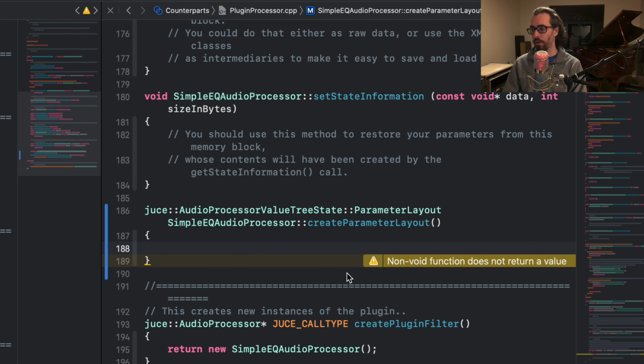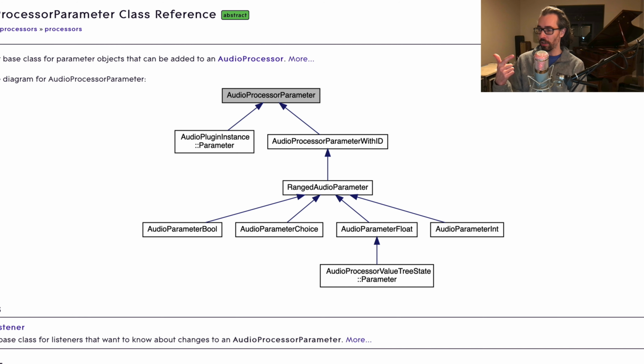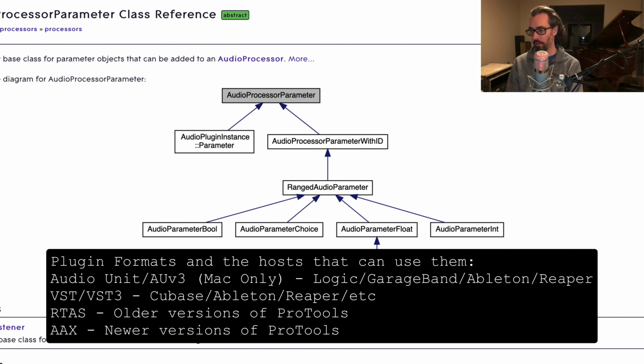And JUCE has an AudioProcessorParameter class. Let me pull up the documentation for this real quick. This class is a generic interface towards all the different audio parameter formats that different plugin hosts use. For example, Audio Unit on OS X is used by apps like Logic or Final Cut or GarageBand. VST3 on Windows and OS X is used in apps like Cubase or Ableton Live, Reaper, or Bitwig. And then there's AAX for Pro Tools.